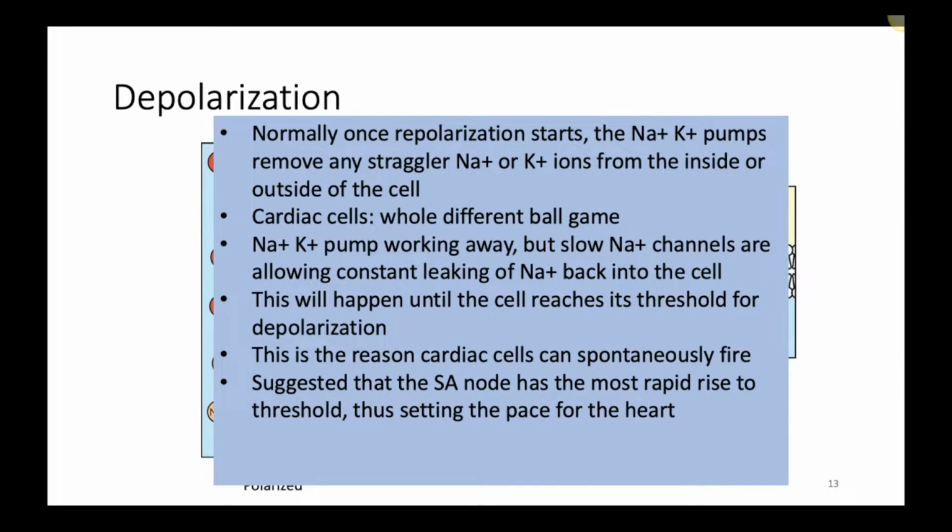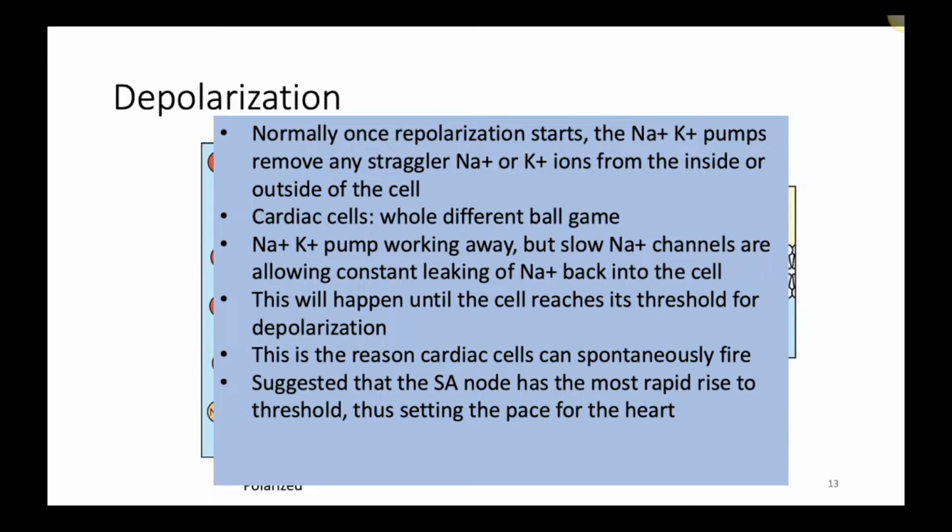In cardiac cells, they're different. So the sodium and potassium pump are working away, but slow sodium channels are allowing constant leaking of sodium back into the cell. This will happen until the cell reaches its threshold for depolarization. This is the reason that cardiac cells can spontaneously fire. Okay, so that's something that we have to keep in mind when it comes to some of these medications.